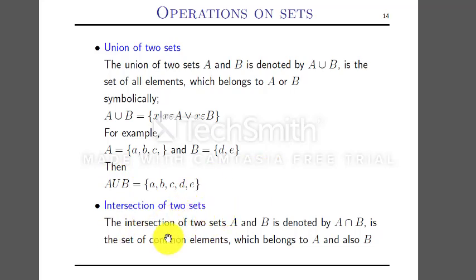Intersection of two sets. The intersection of two sets A and B, denoted by A intersection B, is the set of the common elements which belong to A and also B. In union we just merge the elements of two sets, but in intersection we write only those elements which are common in both sets.